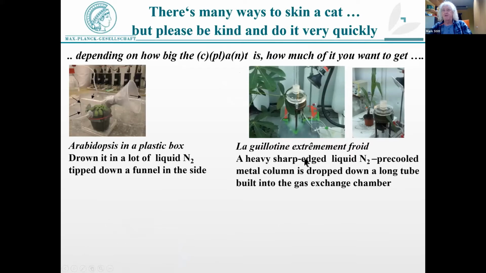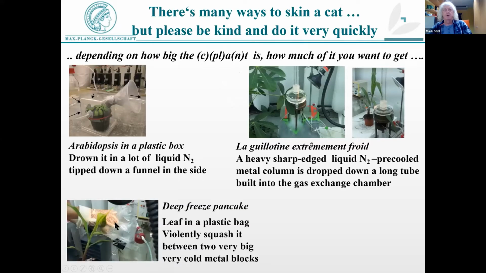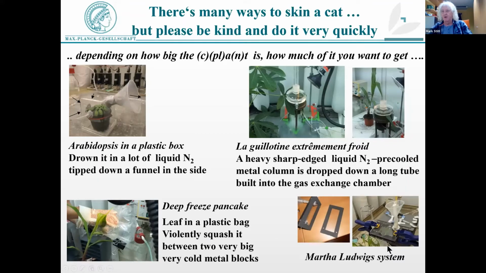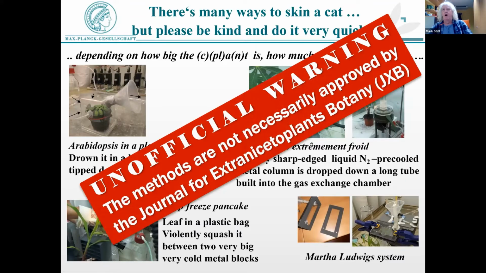Or this is maybe the best one, where you actually have it within almost a gas exchange system, and you just drop a very cold metal column on it and freeze it. Or if you don't want to do that, two big, very large metal blocks, which you just use to crunch the plant, or a system which Marta Ludwig has built up, which we're finding very useful now. A point: these methods are not necessarily approved by the JXB. This is in the hands of the reviewers if they want to take them or not.